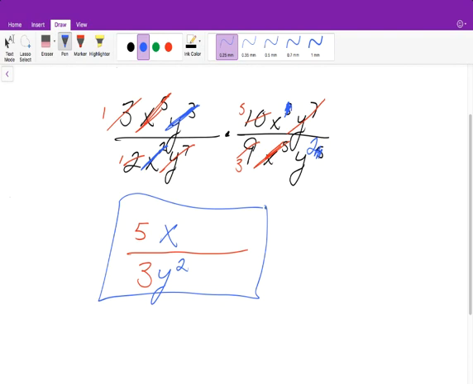All right, so you completely simplify everything that you can beforehand. And then you multiply what's left over. Well, in this case, all that was left over was this 5 and this x, and this 3 and this y squared, so there really wasn't anything else left for us to do. And that's it for this problem.